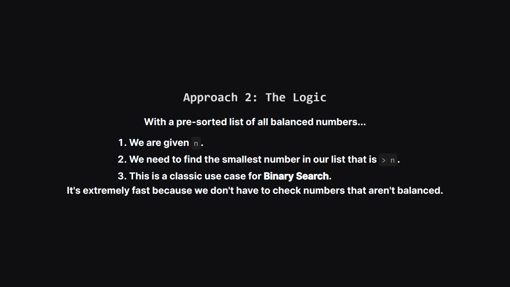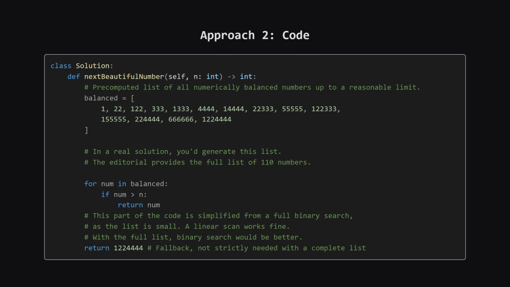Once we have this magical, pre-sorted list, the problem is basically solved. For any input n, we just need to find the first item in our list that is greater than it. This is the perfect job for binary search, which is incredibly efficient for searching in sorted lists. We can find our answer almost instantly, without checking thousands of invalid numbers along the way. Here's what the code for this second approach looks like.